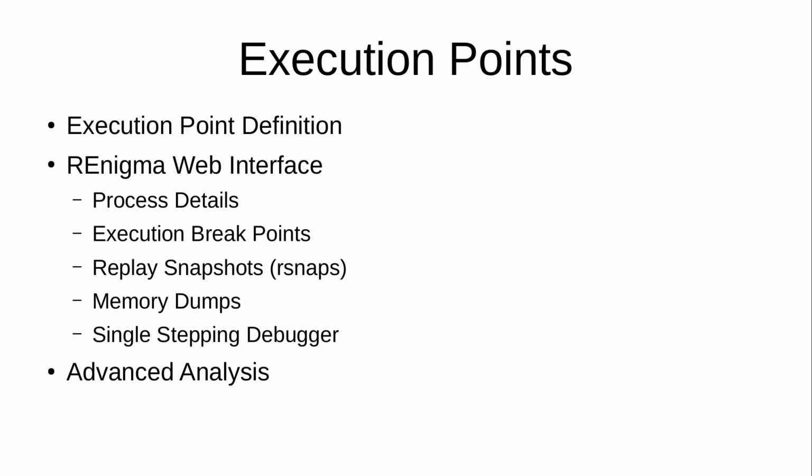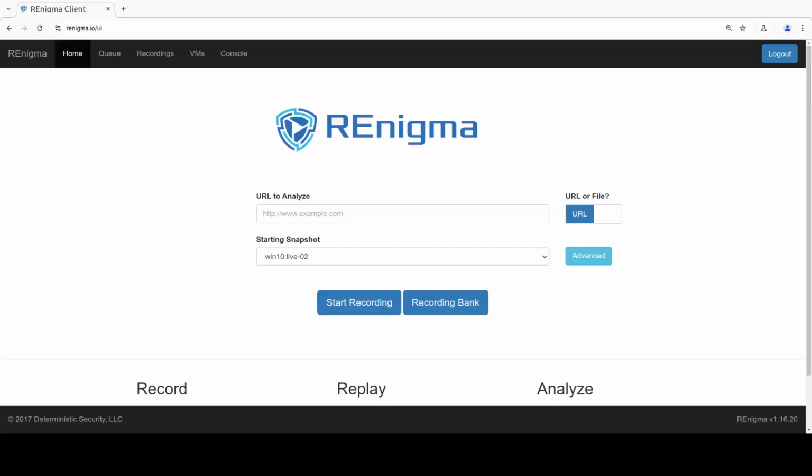For example, you can extract a full concrete data flow graph between 2 execution points. Or you can backtrack from a specific register or memory byte from an execution point to figure out where it was defined. And in the future, many more advanced REnigma analyses will be created with execution points as the centerpiece. Now, let's take a look at this in the REnigma Web Interface.